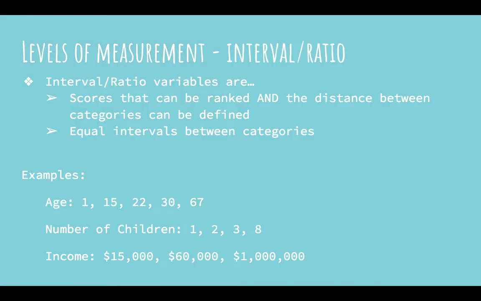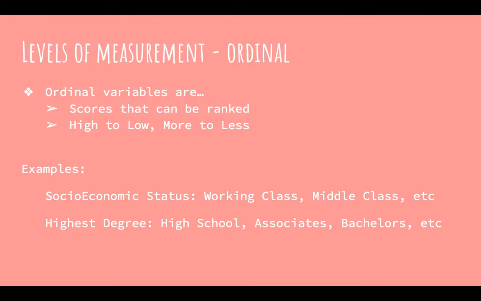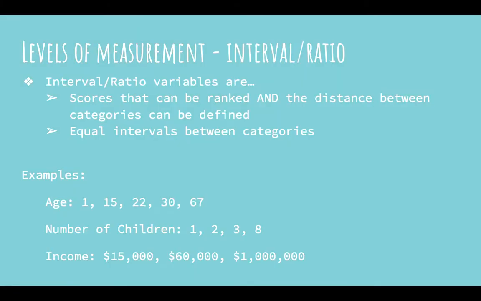And then when it comes to interval ratio, these are scores that can be ranked, and the distance between the categories can be defined. So often with ordinal level variables, right, there's no defined distance between working class and middle class. Having a high school diploma is not exactly the same amount of education away from an associate's as an associate's is from having a bachelor's. There's no way to tell what's in between those categories. Whereas here, that distance can be defined, and there are equal intervals between the categories.